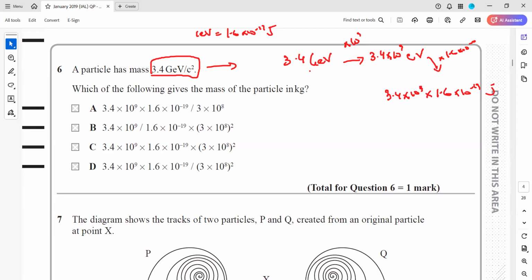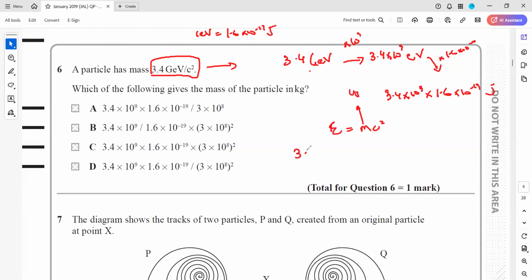Now, after getting the answer in joules, E is equal to mc square. Like this is the answer in joules. So E is equal to mc square. Because when you use this formula, energy in joules, and substitute the speed of light in meter per second, the mass will be in kg.